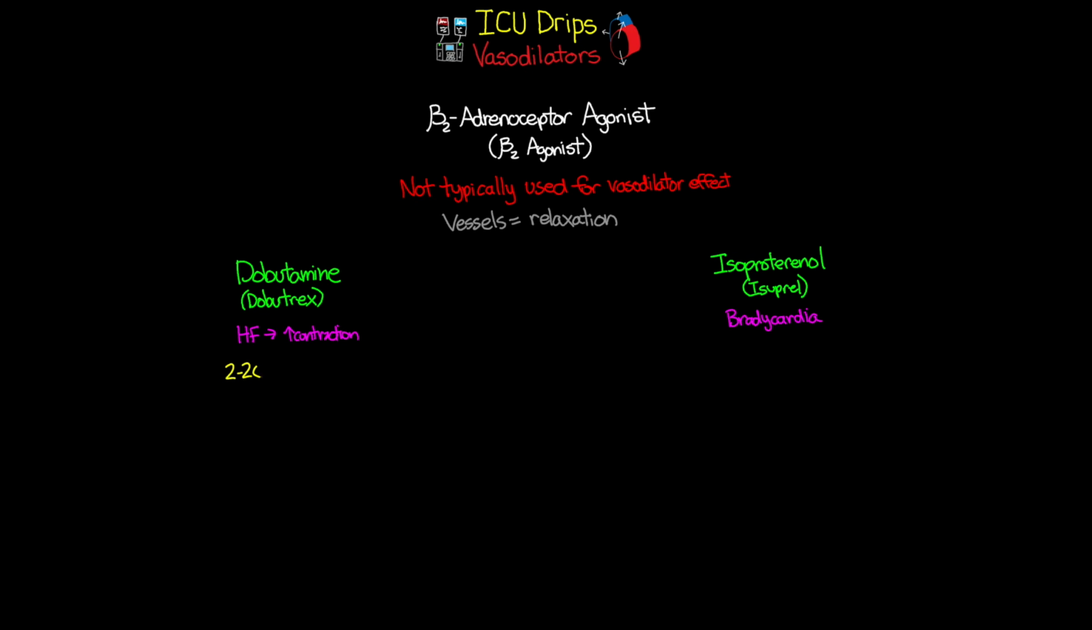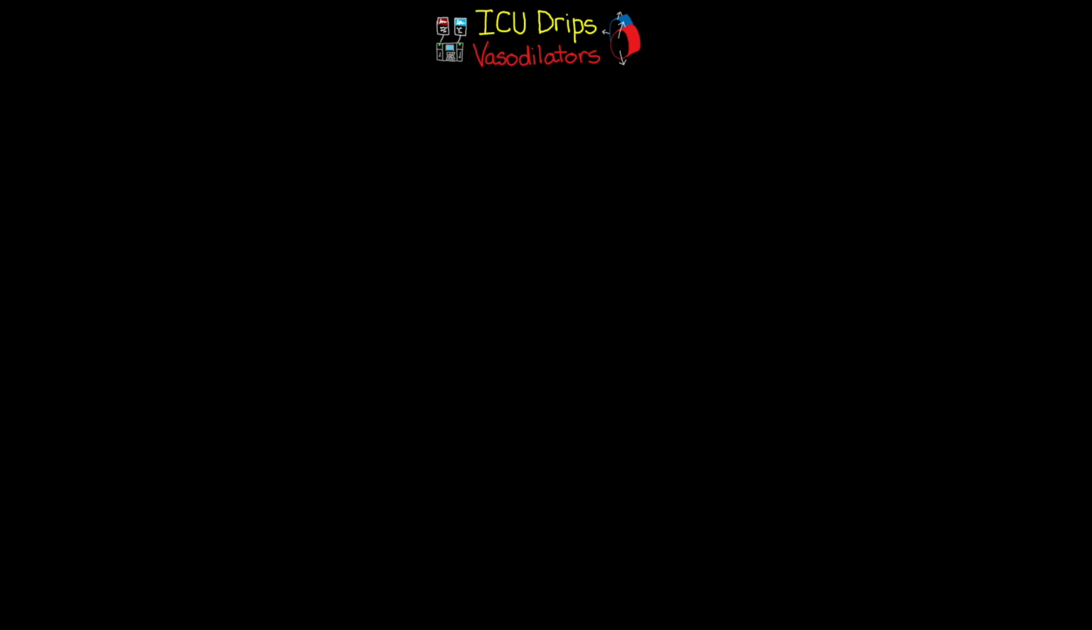And our typical dose range for dobutamine is going to be 2 to 20 micrograms per kilogram per minute. And for isoproterenol, the typical dose is 2 to 20 micrograms per minute. All right, moving on, let's talk about our calcium channel blockers.